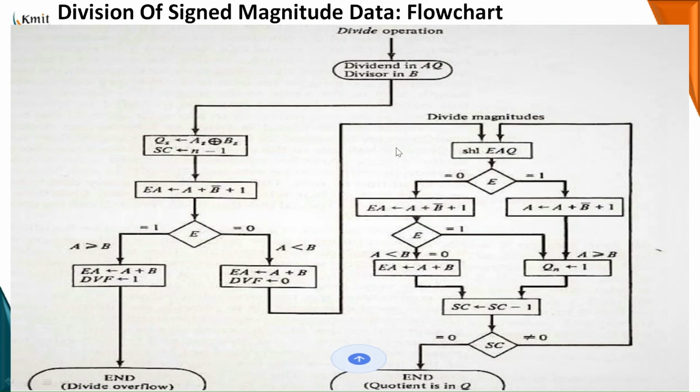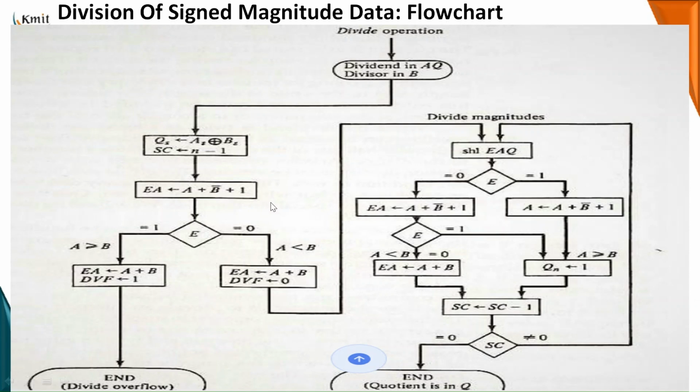We have already discussed this flowchart. The left side of the flowchart checks for a divide overflow condition. If there is no overflow, we continue with dividing the magnitude parts of the data. If there is a divide overflow and the DVF flip-flop is set to 1, we stop the process and do not continue with dividing the magnitude parts. Only if there is no overflow do we proceed with dividing the magnitudes. So first we check whether there is an overflow situation in the division operation, starting with the left side of the flowchart.